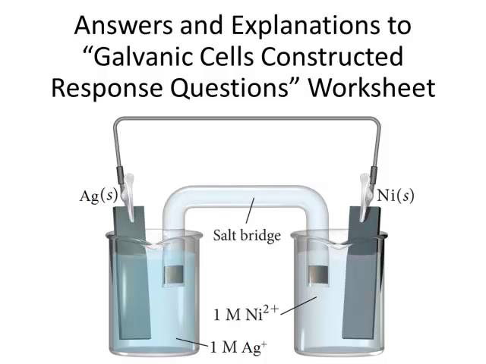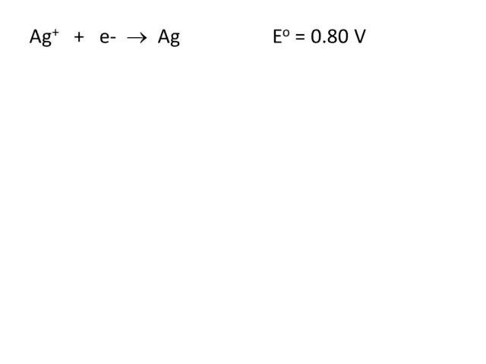The first example on the galvanic cells worksheet gives you a silver-nickel galvanic cell. The first question asks you to write the balanced reaction that occurs. So the first thing we need to do is look up the two reduction half reactions and their half cell potentials on an SRP table. The silver reduction reaction has a half cell potential of 0.80 volts. The nickel half reaction has a half cell potential of negative 0.23 volts.